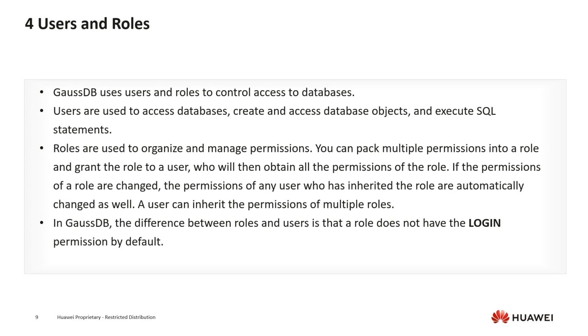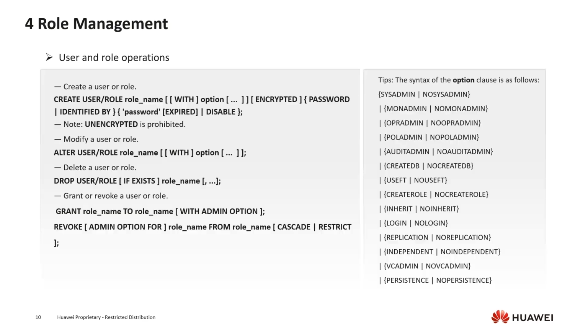If the permissions of a role are changed, the permissions of any user who has inherited the role are automatically changed as well. A user can inherit the permissions of multiple roles at the same time. Here are some common operations for users and roles.